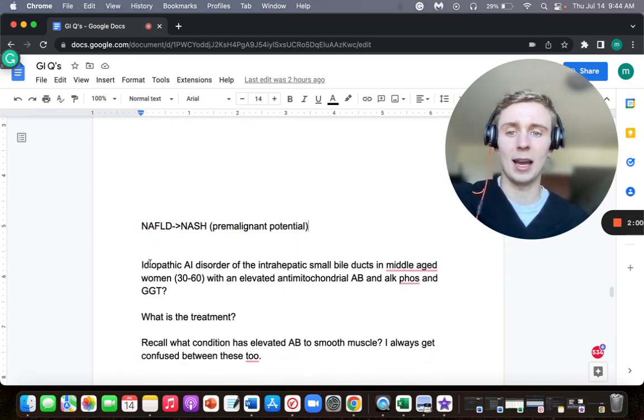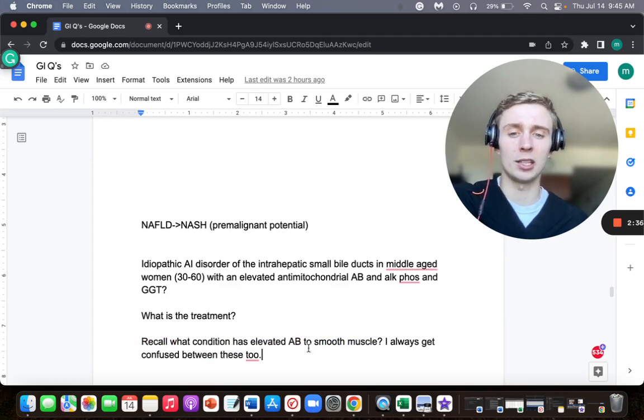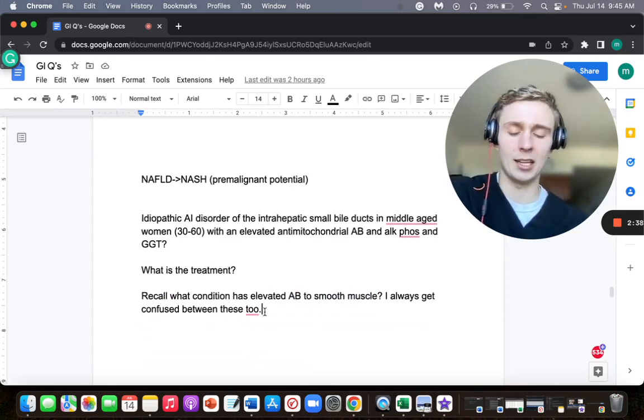Okay, next question is an idiopathic autoimmune disorder of the intrahepatic small bile ducts in a middle-aged woman, 30 to 60 years old, with an elevated anti-mitochondrial antibody, importantly, and elevated alk phos and GGT. And we talked about this before. What is the treatment for this condition? Recall what condition has elevated antibodies to smooth muscle, and it's important to know these two. I always get confused between these two, and sometimes they give you a vignette with only the antibodies that you have to figure out.